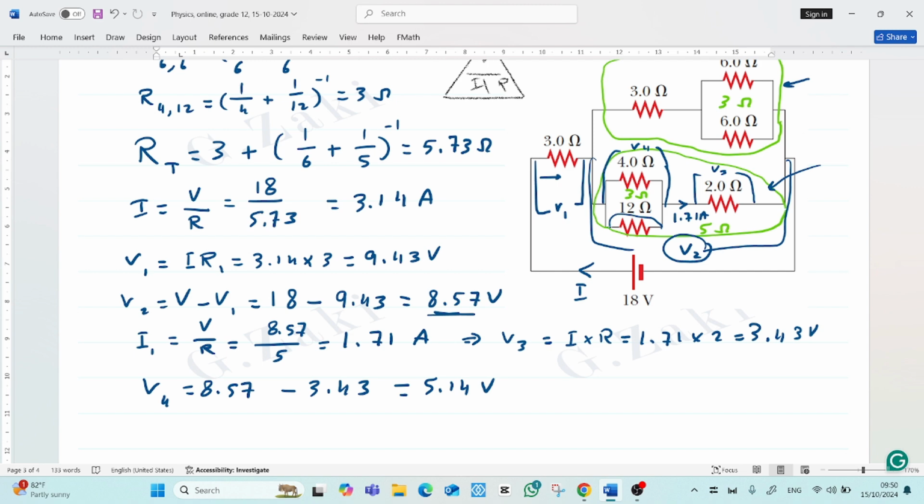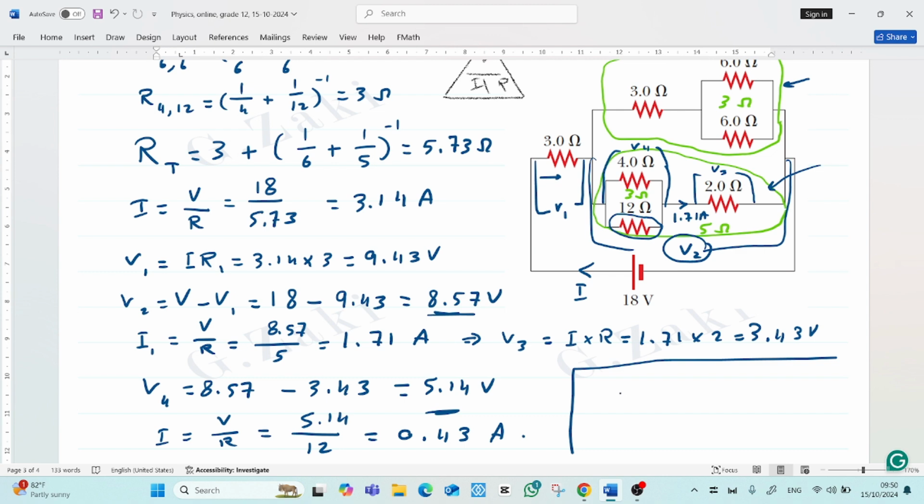Now we can calculate the current in that. Because 4 and 12 are in parallel connection, they have the same voltage. Then the current equals V over R. V is 5.14 over R, 12, which is 0.43 ampere. To check your answer, you can get the current in the 4 ohm resistor. It's 5.14 divided by 4. The answer is 1.29. If you calculate 1.29 plus 0.43, it will be 1.71 ampere, the same as we got before for this current.